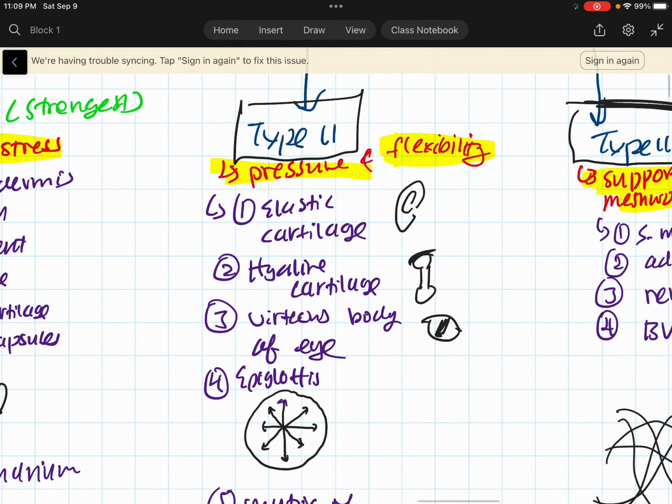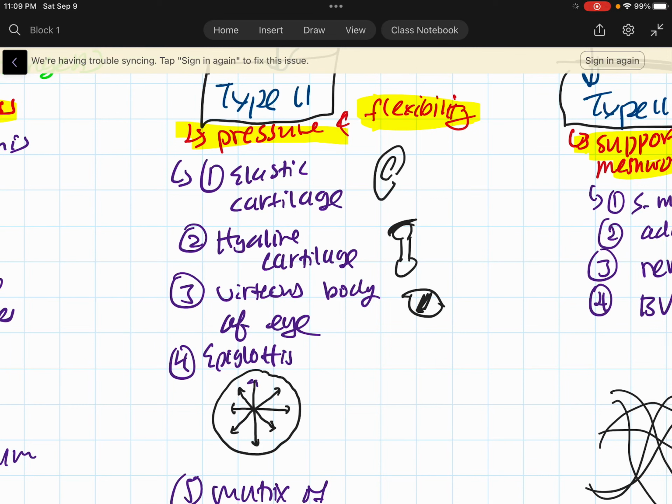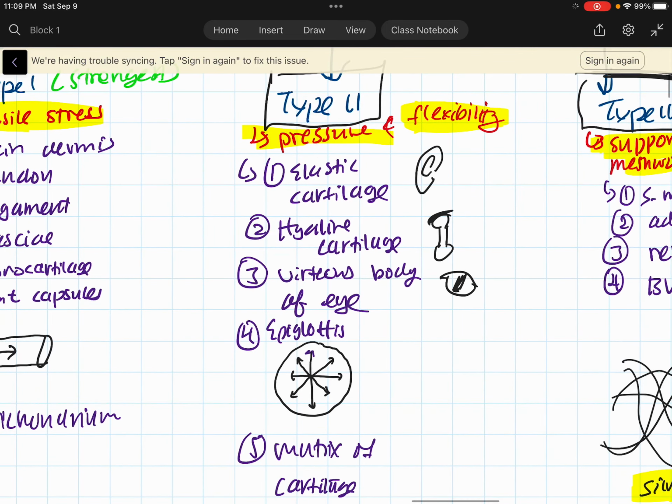Now let's move on to type 2. So type 2, you can relate where the collagen fibers can be found with pressure and flexibility. So we're talking about the elastic cartilage, which you can find in your ear, the hyaline cartilage at the end of your long bones, the vitreous body of the eye, the epiglottis, the flap in your throat, even the matrix of the cartilage as well belongs to type 2.